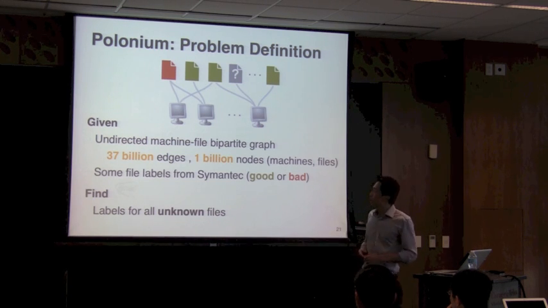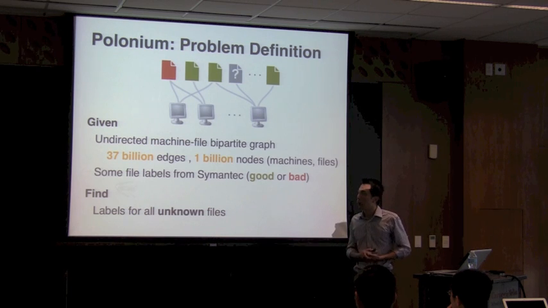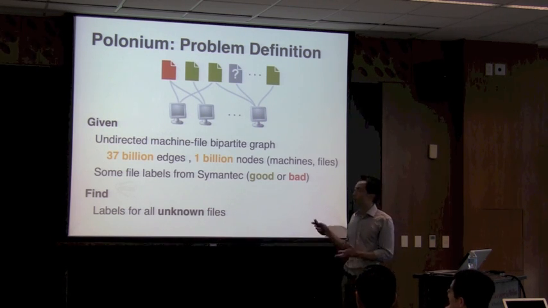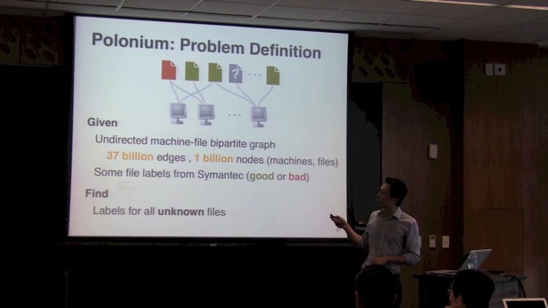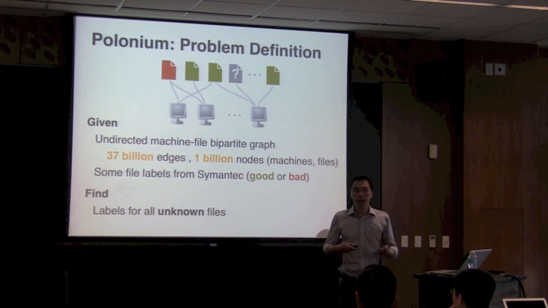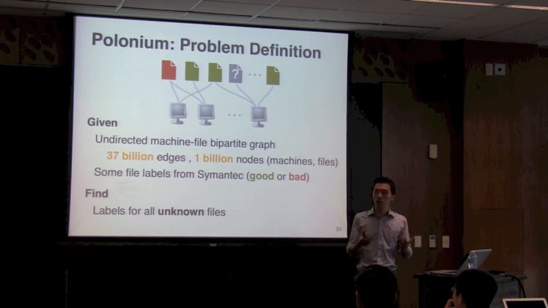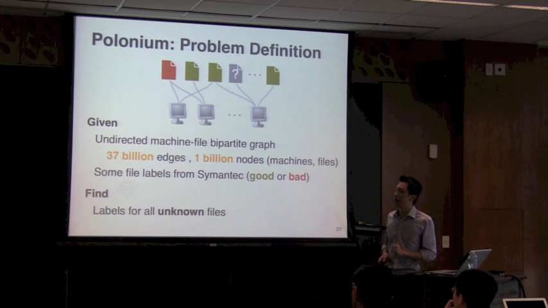After this transformation, we have over 37 billion edges and over 1 billion nodes, which are either machines or files. And we know some information about this graph now. Symantec actually knows some files are bad and some files are good. They also have some idea about whether a machine is careful or careless. A careful machine could be a machine that probably has very few malware and always applies updates immediately. So that's some information that Symantec knows.